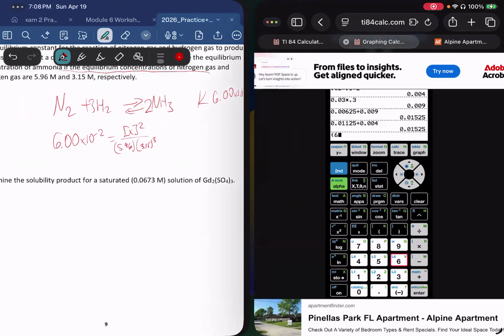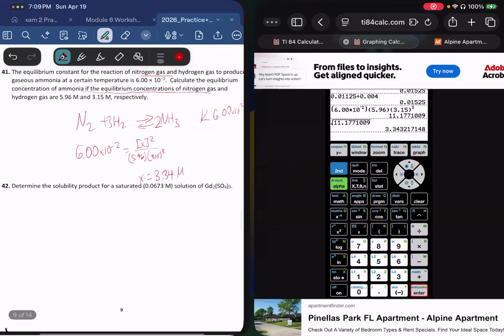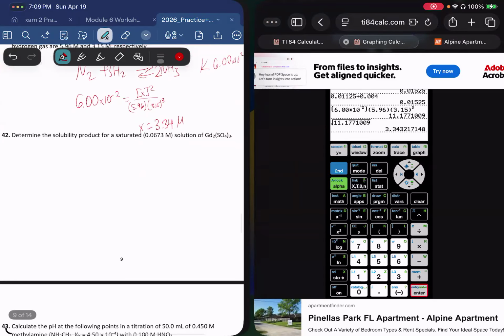So you do 6.00 times 10 to the negative 2, times 5.96 times 3.15 cubed. All right, so that's 11, and then you take the square root of 11, and that's the x value. So x is equal to 3.34 molarity. Let's see if that's right. Yep, so that's how you do it. That's not that hard of a question. It takes like a minute if you read the question carefully.